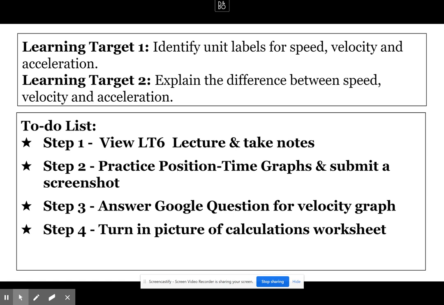Step 2 is to practice position time graphs on Physics Classroom and submit a screenshot. Step 3 is to answer the Google question for the velocity graph. And step 4 is to turn in a picture of the calculations worksheet.